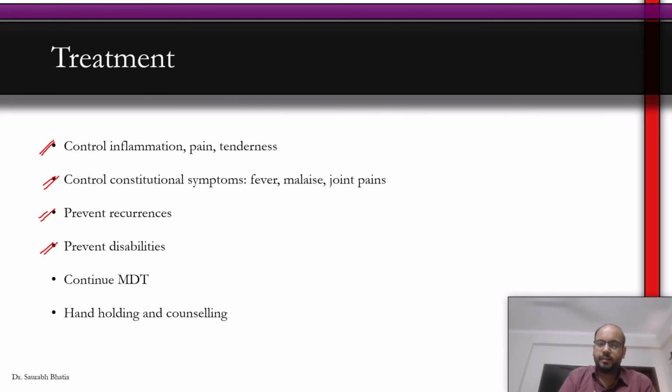Prevent disabilities. Continue MDT. MDT should not be stopped. You have to continue MDT, and give a lot of hand holding and counseling. Remember, ENL is very detrimental to mental peace. You are suffering from Hansen's, you have to take treatment regularly, and you lose wages when you develop recurrent reactions. You are fed up of the disease. So hand holding becomes a very important aspect regarding the treatment of ENL. Clear?